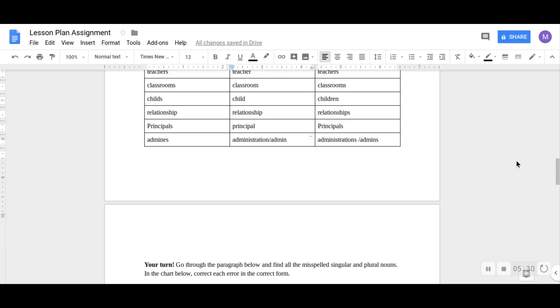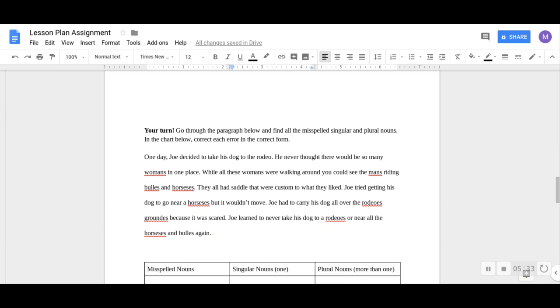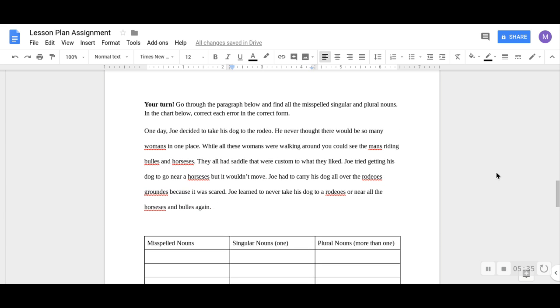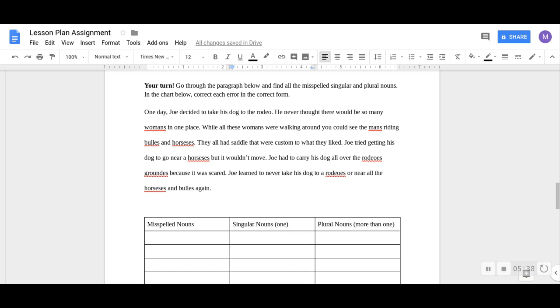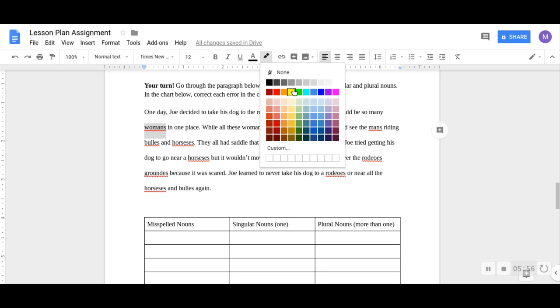So now this next paragraph, we're going to go through. As you can see, there's more misspelled ones. These ones are a little bit different. They have different endings. And so here we go. One day, Joe decided to take his dog to the rodeo. He never thought there would be so many women's in one place. Wow. Right away, we already know women's is spelled wrong. It's got the red squiggly line.